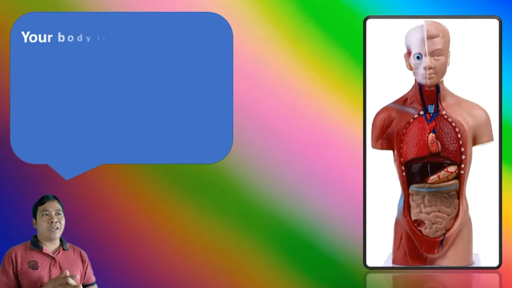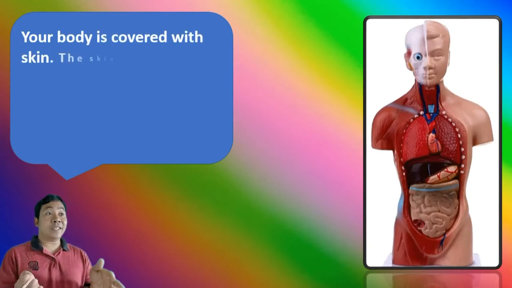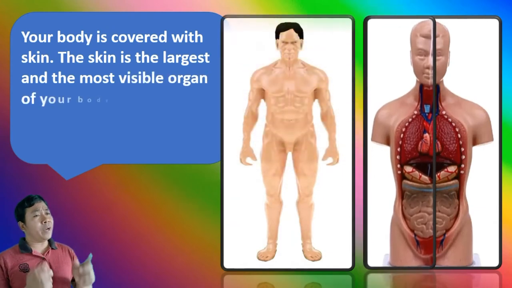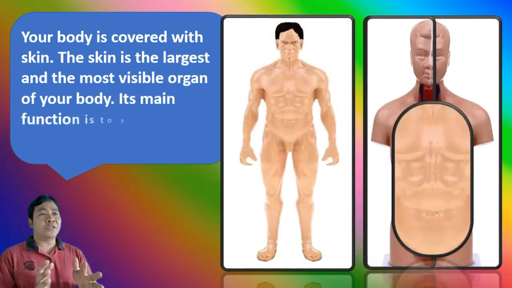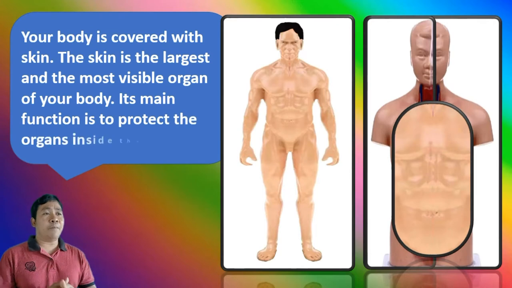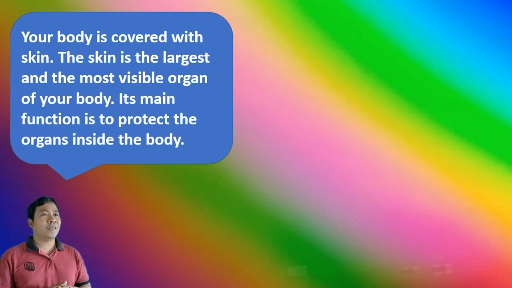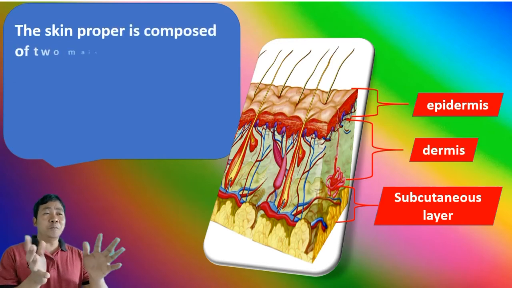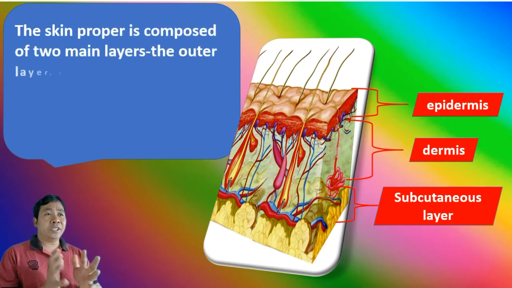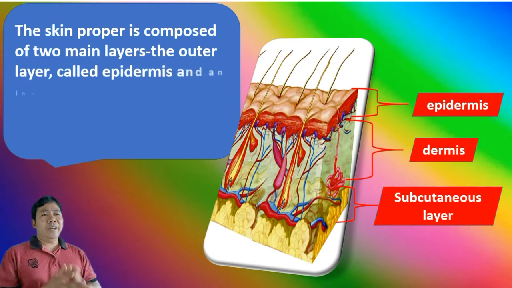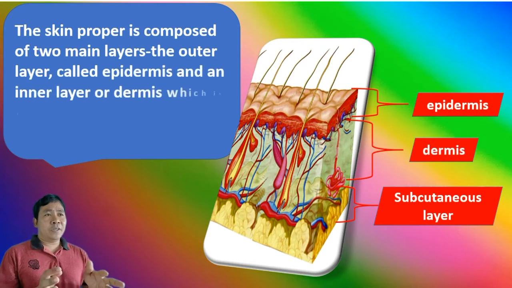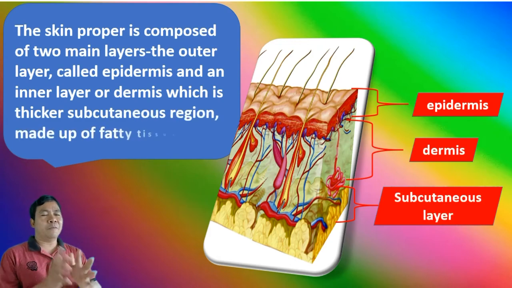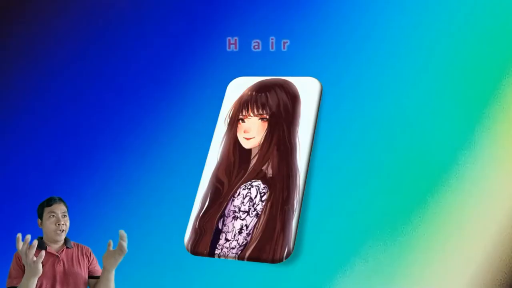The skin. Your body is covered with skin. The skin is the largest and the most visible organ of your body. Its main function is to protect the organs inside the body. The skin proper is composed of two main layers. The outer layer is called epidermis, and the inner layer is the dermis, which is thicker. Below is the subcutaneous region made up of fatty tissues.